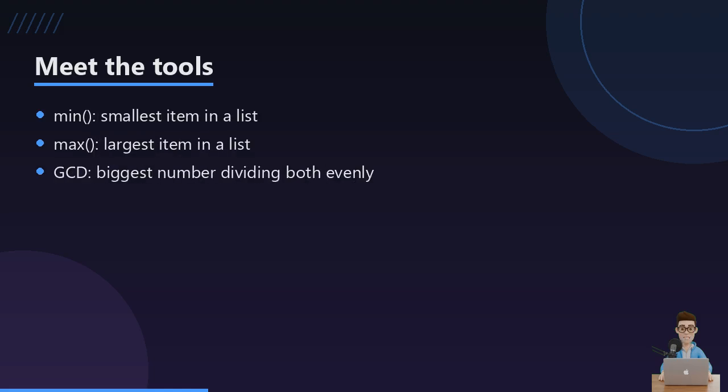Min and max are exactly what they sound like, the smallest and largest values in your list. GCD, greatest common divisor, is the biggest number that fits evenly into 2 other numbers, like how 6 and 9 both divide evenly by 3.